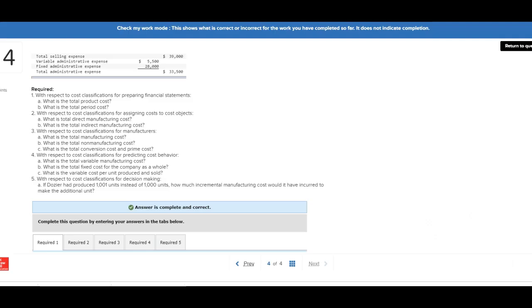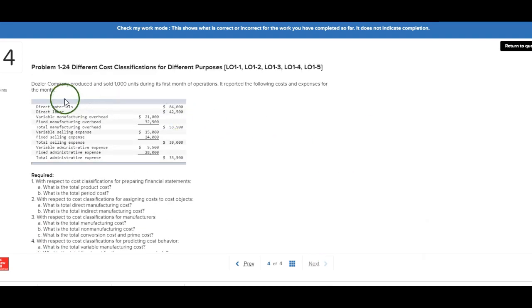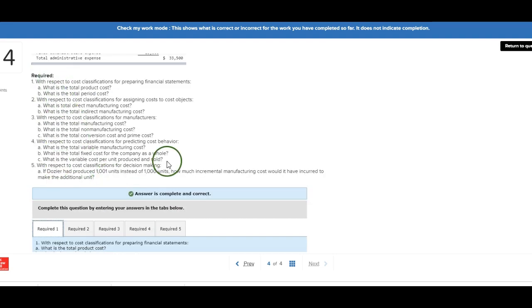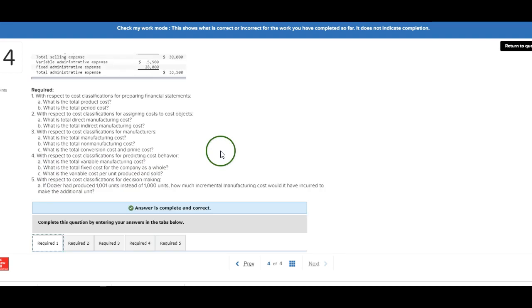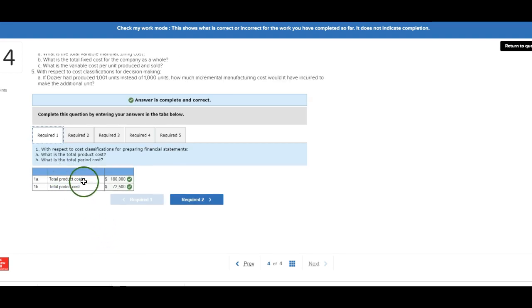Let's look at the Connect version. The Connect version shows us the same problem, different numbers. So same problem, different numbers, same questions. So go through the same thing we just did, and then you'll put your answers in like this.